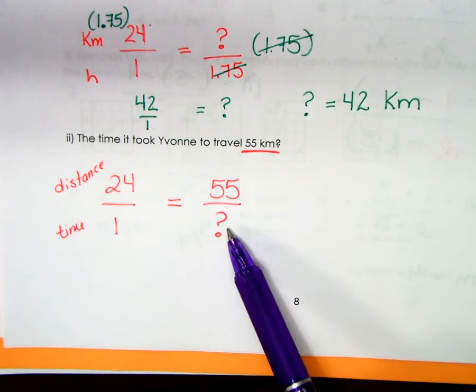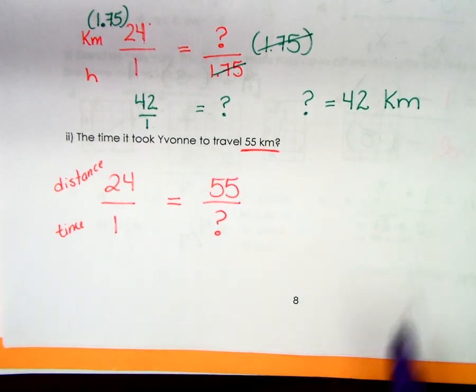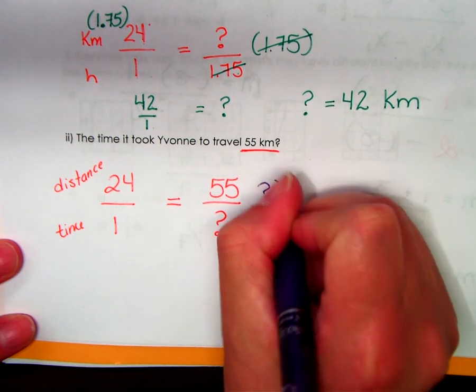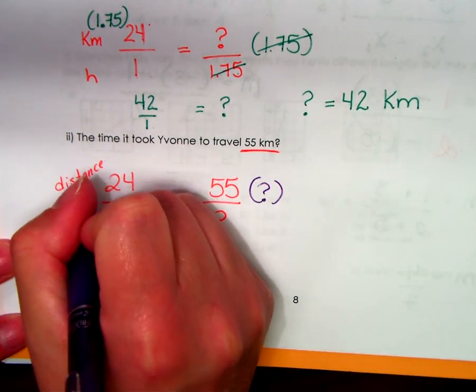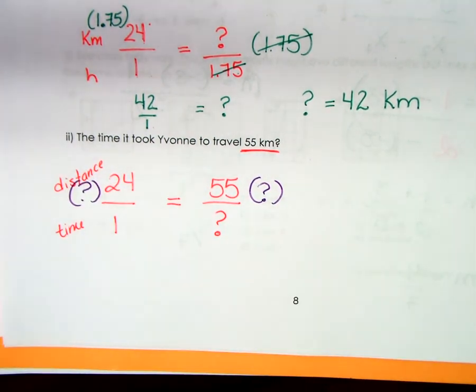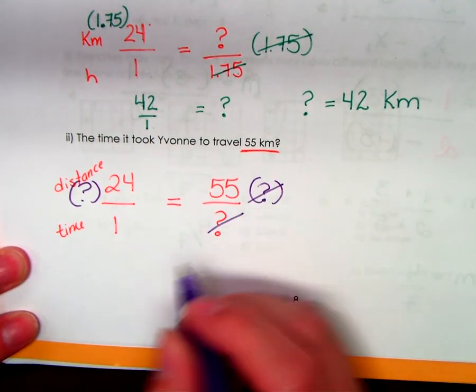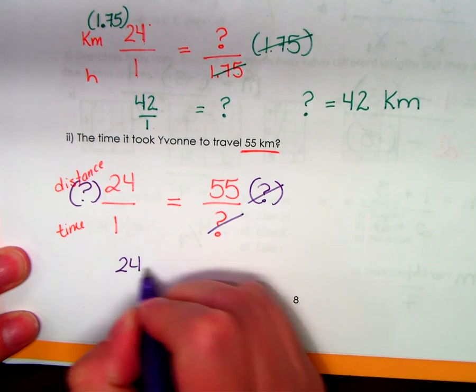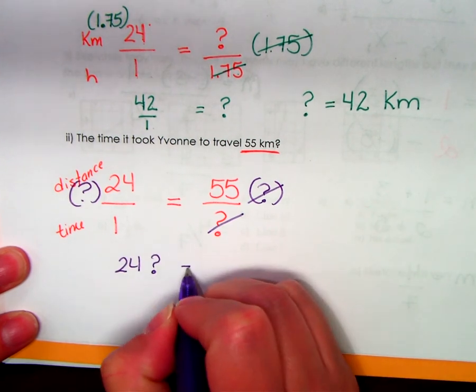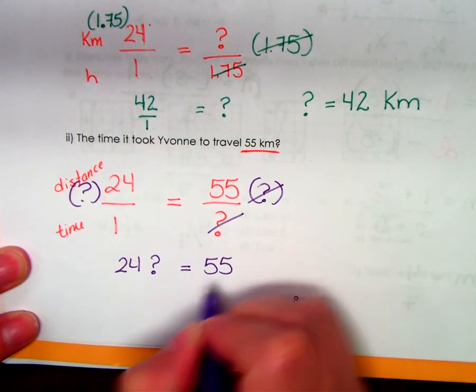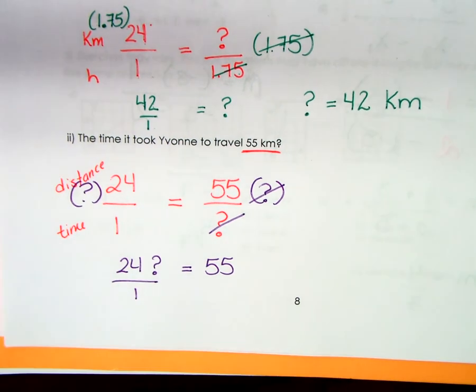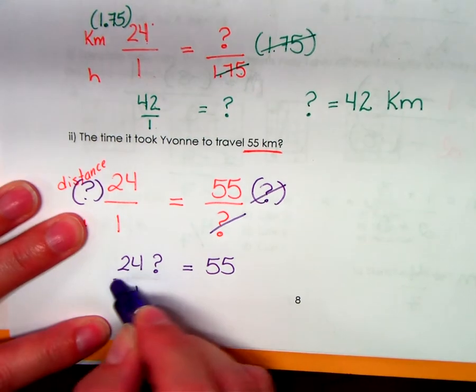Okay, so I'm going to get the question mark off the bottom. I'm going to times this side by question mark. I'm going to times this side by question mark. Right? Because you told me I have to multiply both sides by the same thing. So these question marks cancel each other out. I'm left with 24 times the question mark. I probably should have used a letter. What's 24 divided by 1? 24.